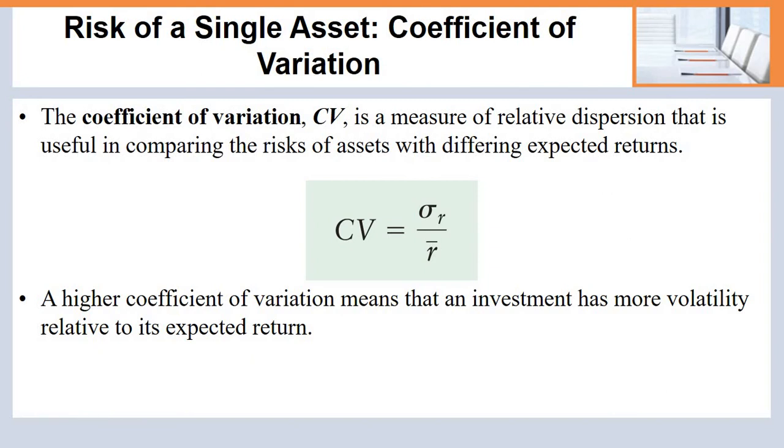Finally, the coefficient of variation. It indicates risk per unit of return. The calculation is: coefficient of variation, or simply CV, is equal to standard deviation divided by expected return. A higher coefficient of variation indicates that an investment has more volatility relative to its expected return, or simply, a higher coefficient of variation indicates more risk.